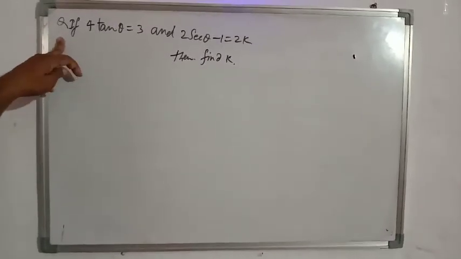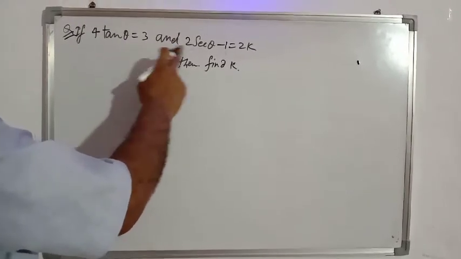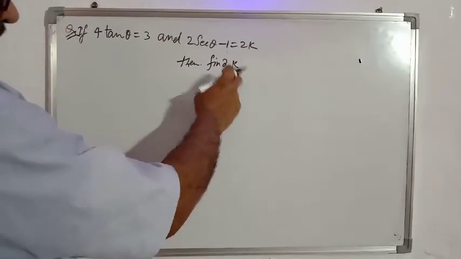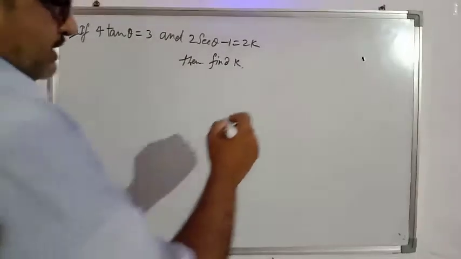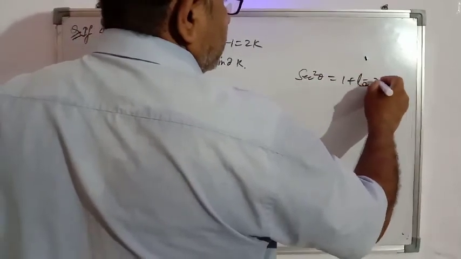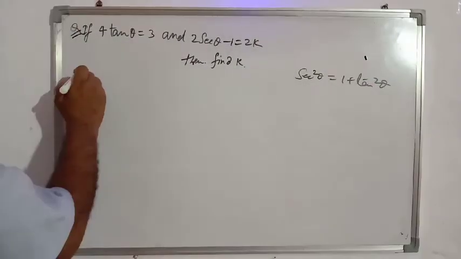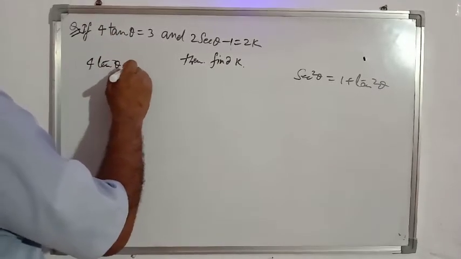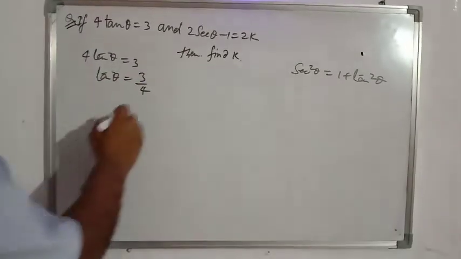See this question. If 4 tan theta is equal to 3 and 2 sec theta minus 1 is equal to 2k, then we have to find k. So how will we find it? We will use the trigonometrical identities. We know that sec square theta is equal to 1 plus tan square theta, the second trigonometrical identity. So write here 4 tan theta is equal to 3. So what will be tan theta? Tan theta will be 3 by 4.